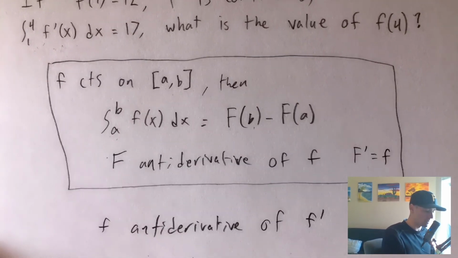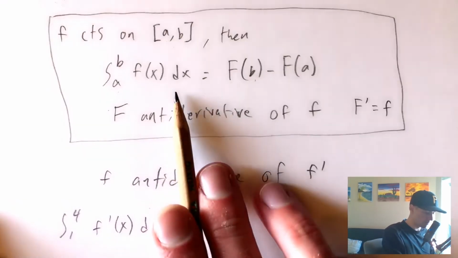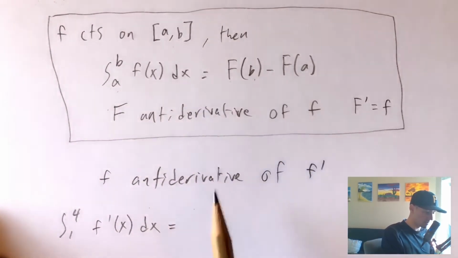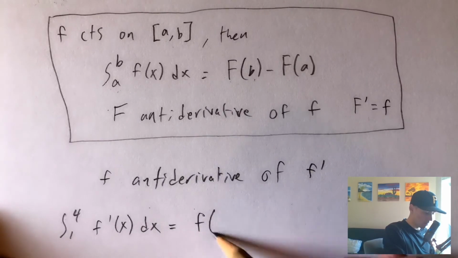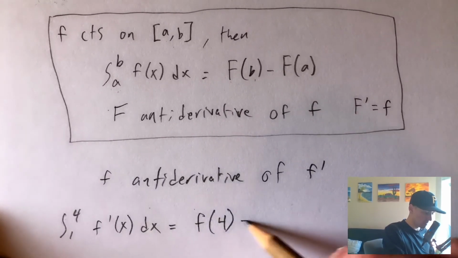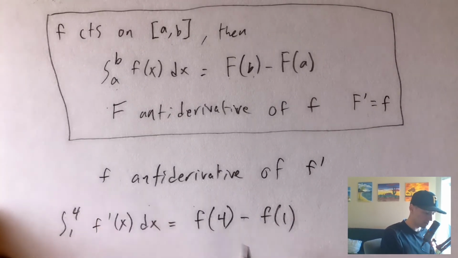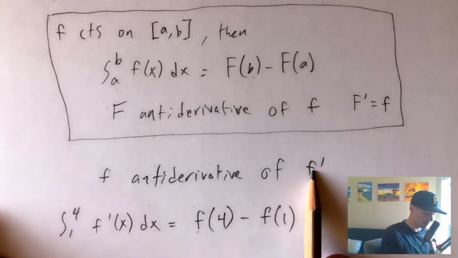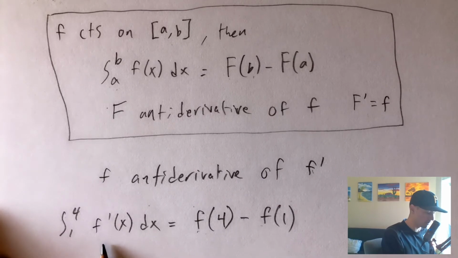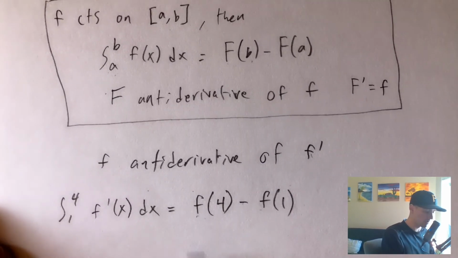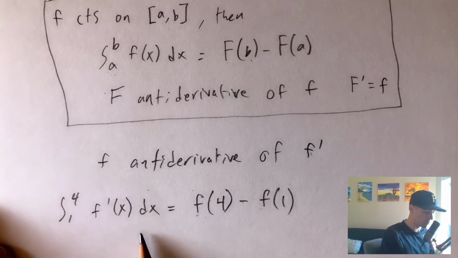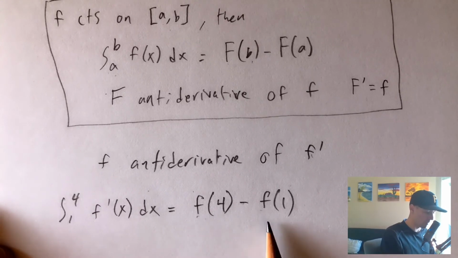So what that means is, using this fundamental theorem of calculus, we can rewrite this as f of b, which is 4 in this case, minus f of 1. And that's because this function here, f, is an antiderivative of f prime, which is the function that we were integrating. So based on part 2 of the fundamental theorem of calculus, we can rewrite this integral that we're given as f of 4 minus f of 1.